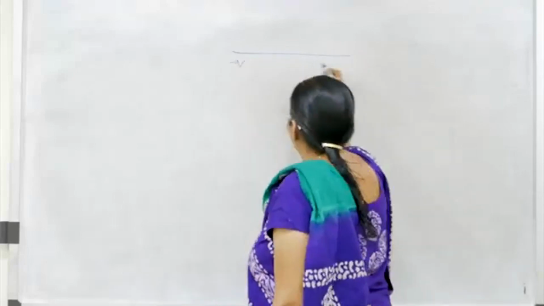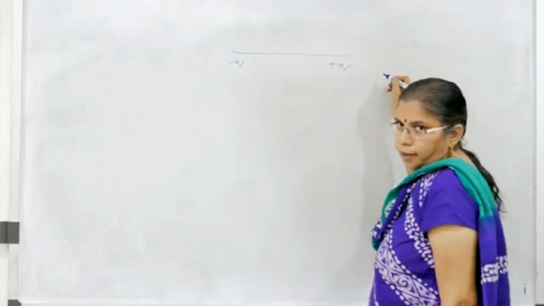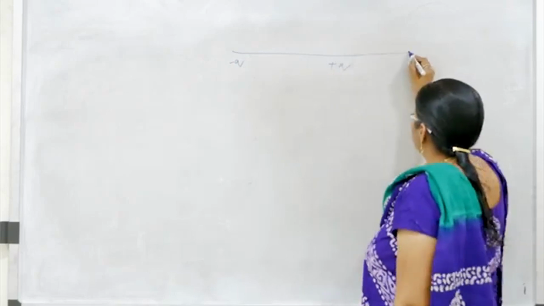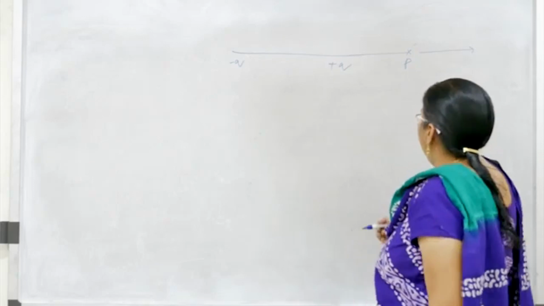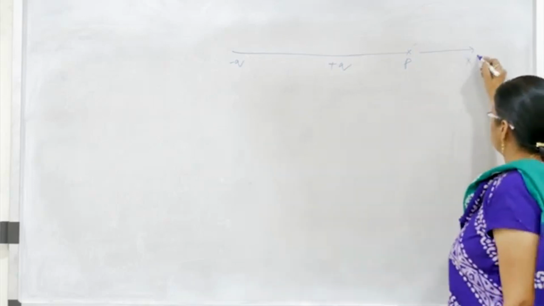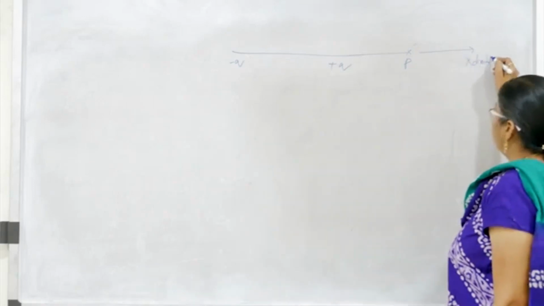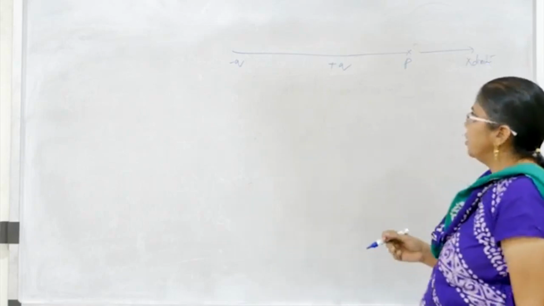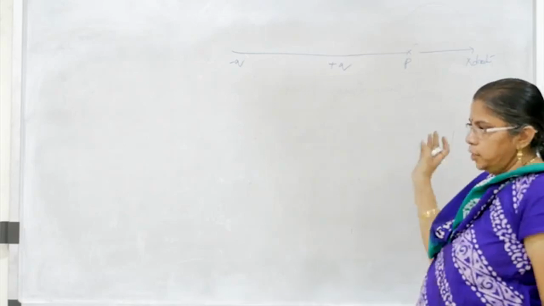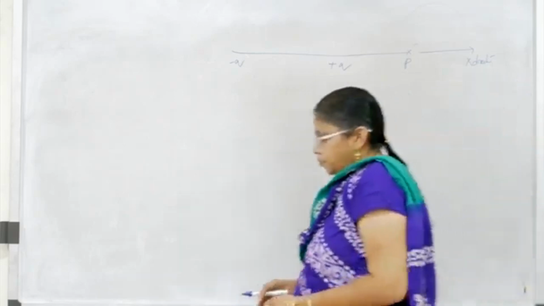So this is minus q and plus q, and these are the charges here. For plus q, the direction of the electric field intensity is along the positive x axis, and for minus q it is along the negative x axis.